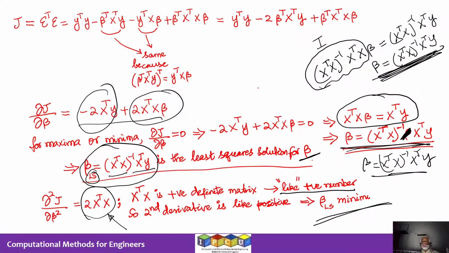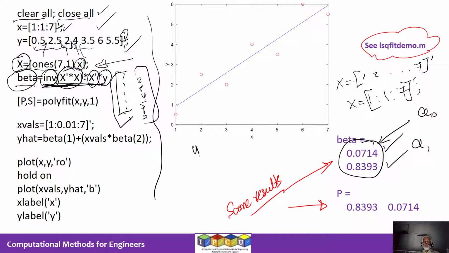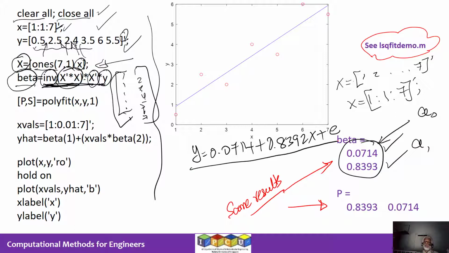So our estimate of the model right now is y is equal to a0, which is 0.0714, plus 0.8393, which is a1, times x. Plus, of course, we concede there could be errors in the model. So this is the model that we come up with. This is the signal part or the deterministic part. This is the noise part or the stochastic part. So this is the model we get from implementation of the formula we just derived.